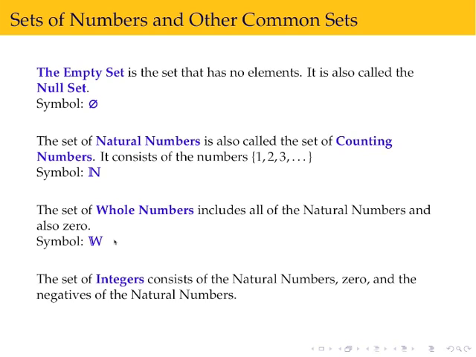Our next set is the set of integers. This is all of the natural numbers and zero, and also the negatives of the natural numbers. The symbol we use for the integers is Z, and the reason for the letter Z has its roots in history. Germans did a lot of the first number theory, and one of the German words for number starts with a Z.